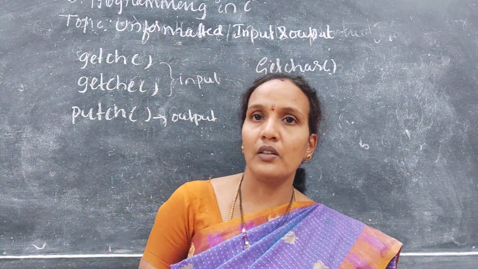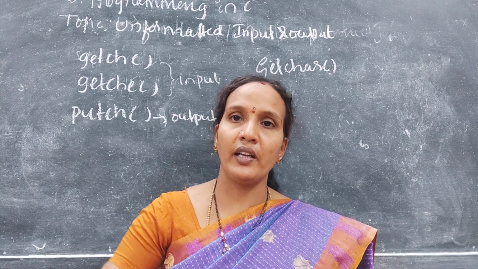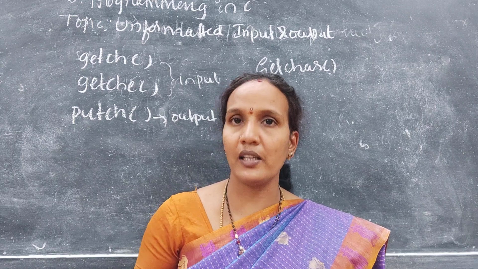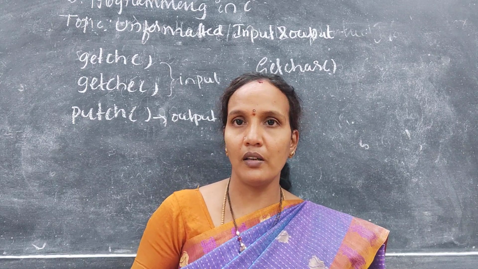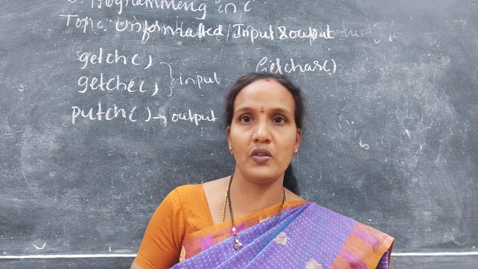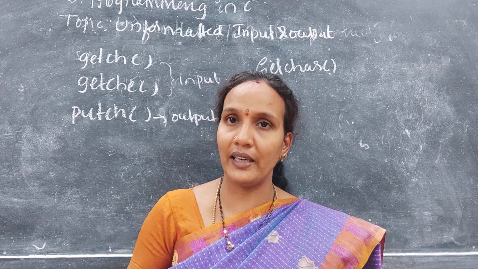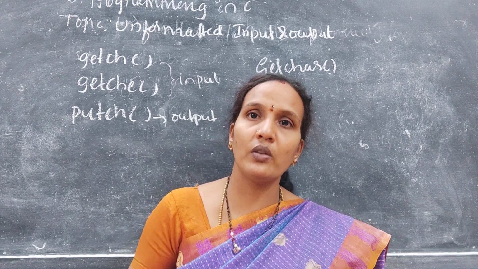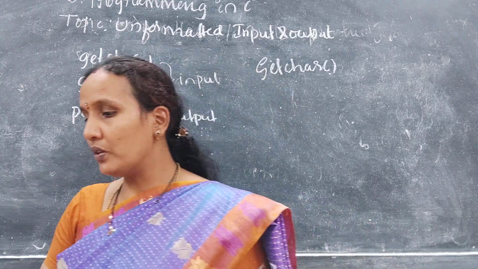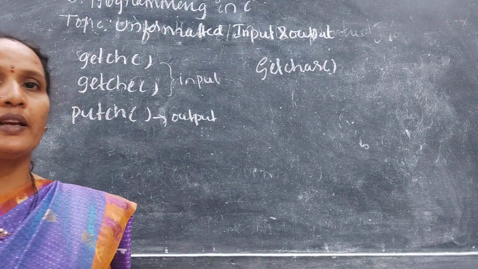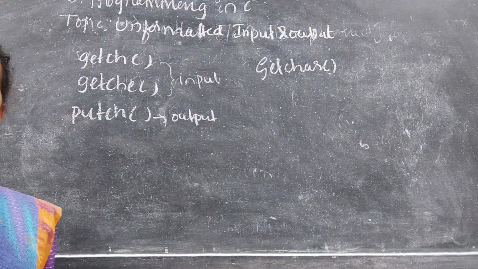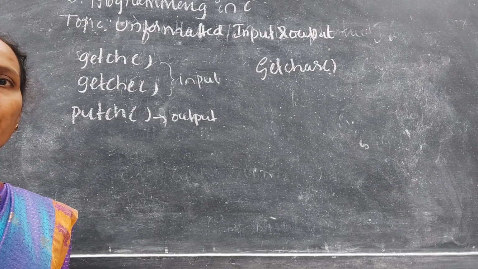Getche automatically echoes the input from a user. Using putch means whatever character you have entered using getche will be printed on the output screen by using putch. So here putch is the output function and getche is the input function, which are used to collect only one character from a keyboard.